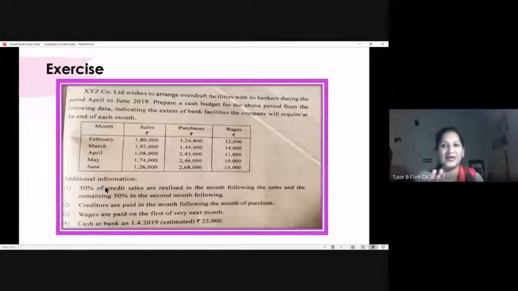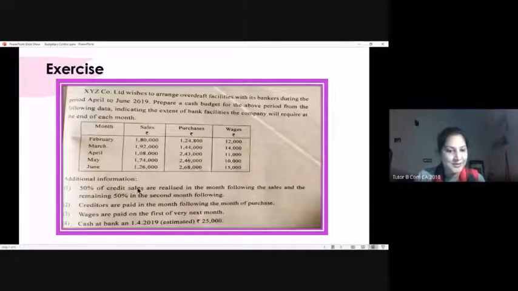Right. So the additional information talks about it. Here we need to be very careful. All other things are very plain, very direct. We don't have to do any other calculation, but here we need to be very vigilant while we are allocating the amounts to different months. The first one, 50% of credit sales are realized in the month following the sales, and the remaining 50% in the second month following. So here we have to be very careful.